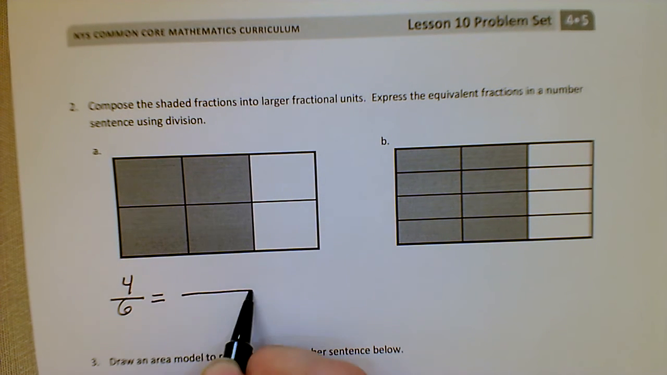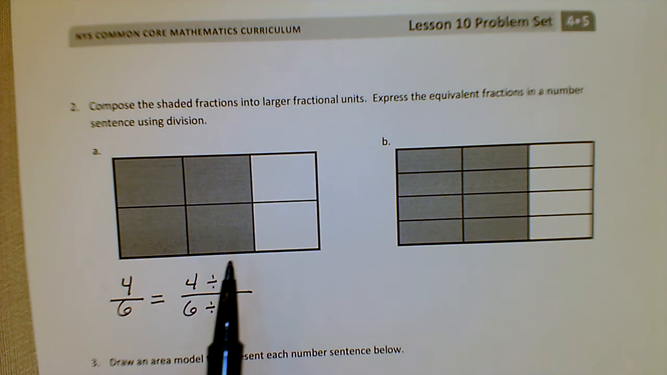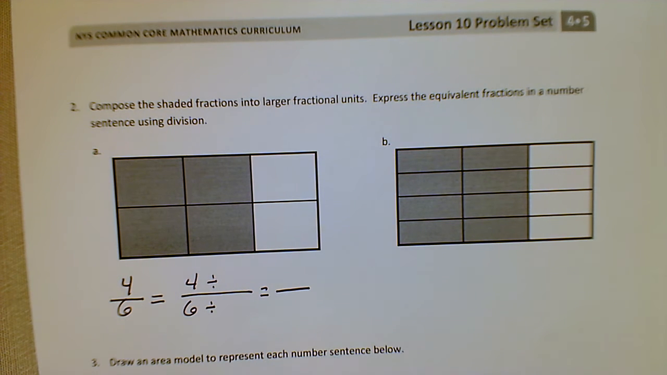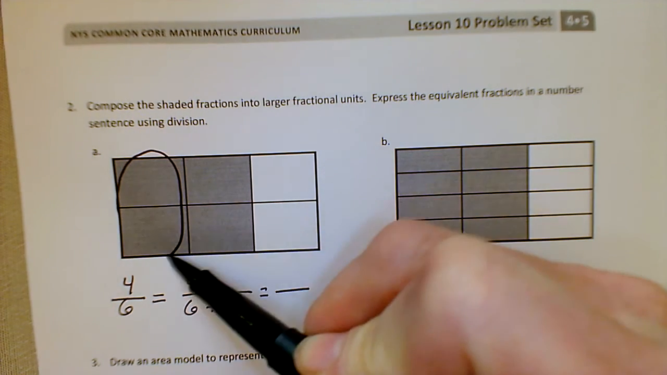Let me set it up. So I'm starting with 4 over 6. We're dividing because we want to make our pieces bigger. And then I'm going to have my final. So again, I can easily see that a great way to group these is in groups of 2. So I'm going to go ahead and circle my groups of 2.